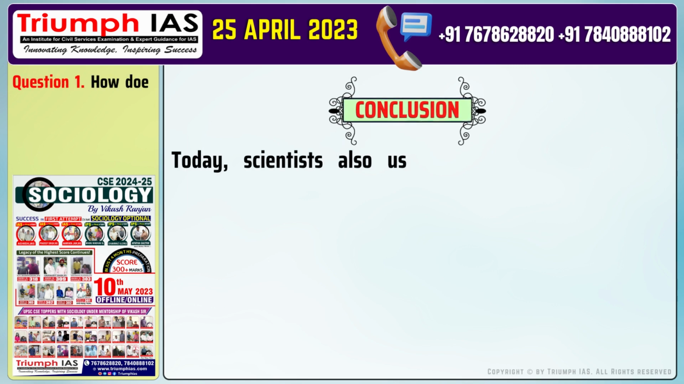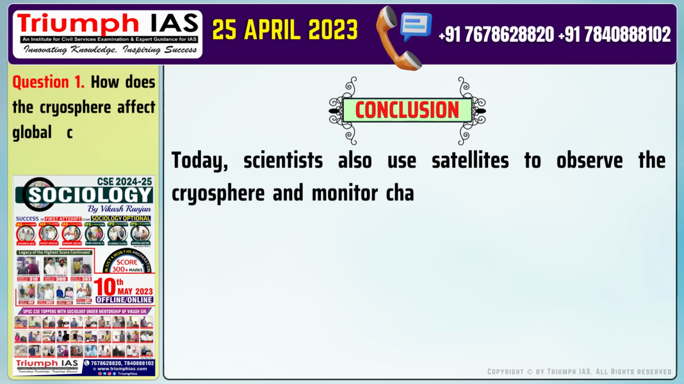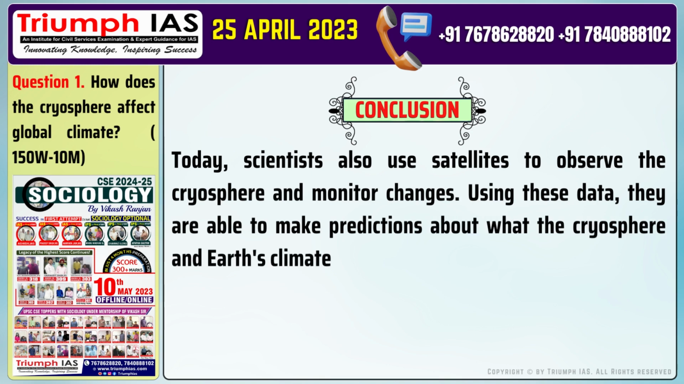Conclusion of the answer is: today, scientists also use satellites to observe the cryosphere and monitor changes. Using these data, they are able to make predictions about what the cryosphere and Earth's climate might look like many years from now.